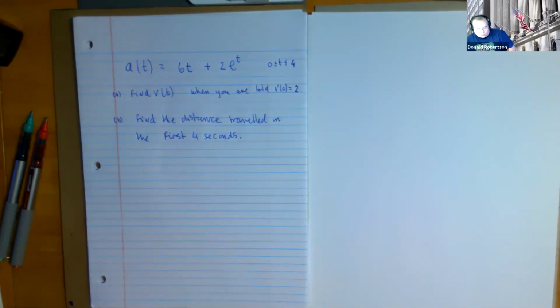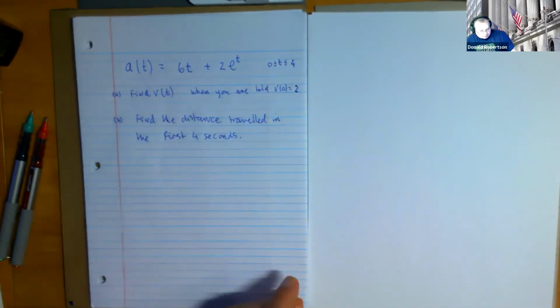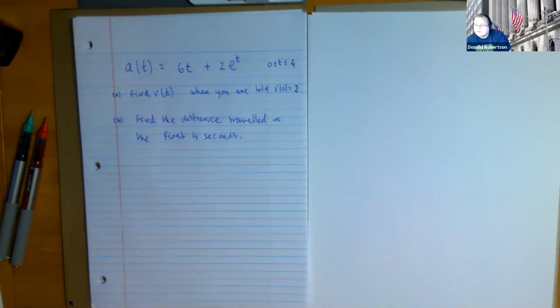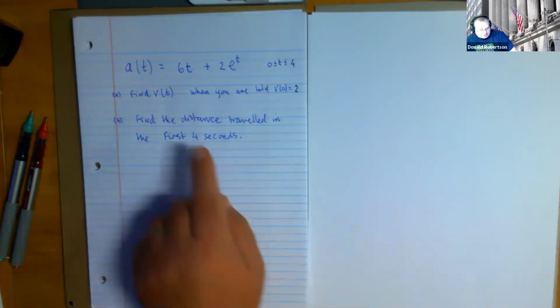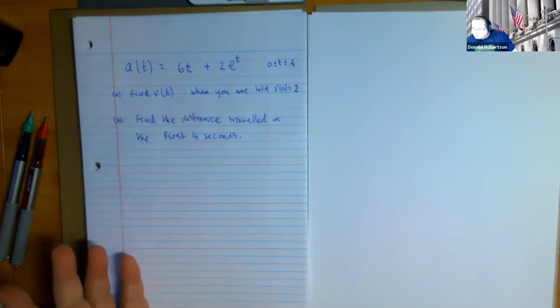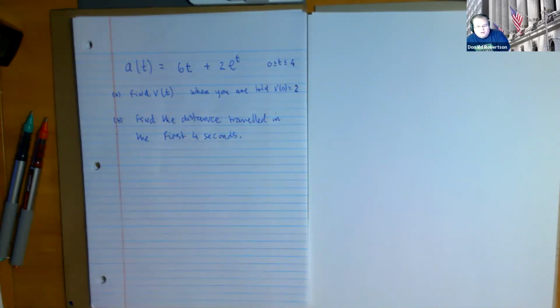All I really know is the acceleration of this object. That's pretty much all I know. And I know that its velocity at the start is 2, say 2 meters per second. Yet with that limited knowledge, I am about to show you how to find the velocity, right? What's the velocity of that object at any given time? And then I'm going to be able to tell you how far it travelled in that 4-second period, right?